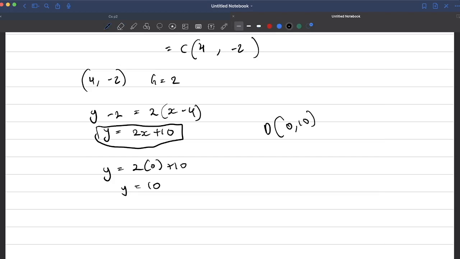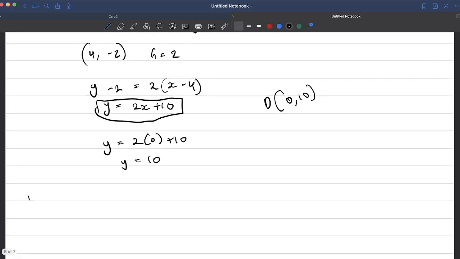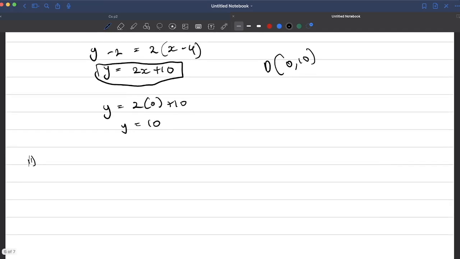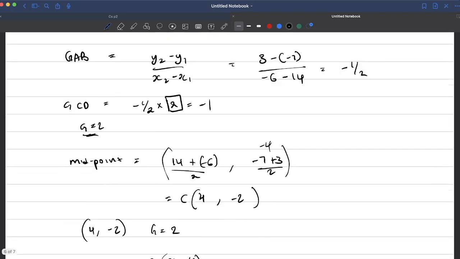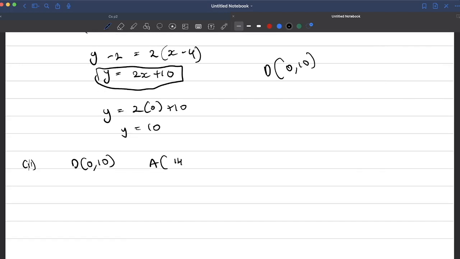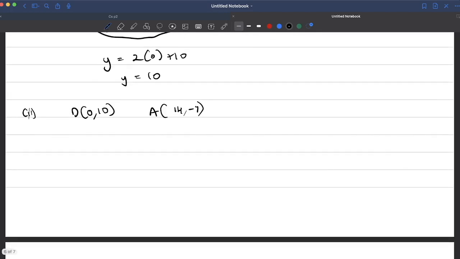0, 10. Now, D is 0, 10, and A is what? A is 14, negative 7. Now we can easily find the length, which is root of (14 minus 0) squared plus (negative 7 minus 10) squared. Use my calculator now.